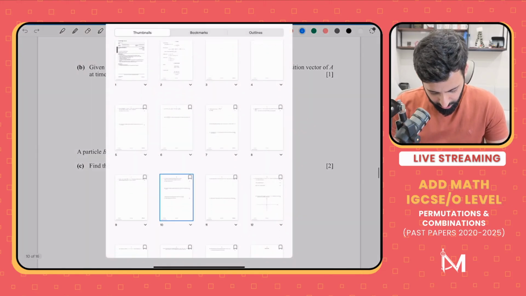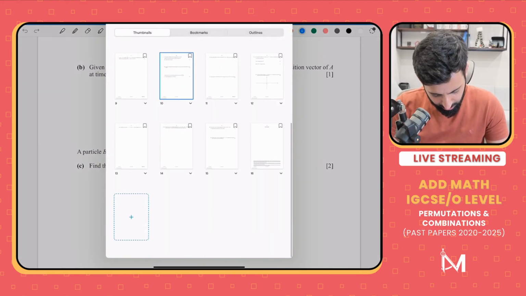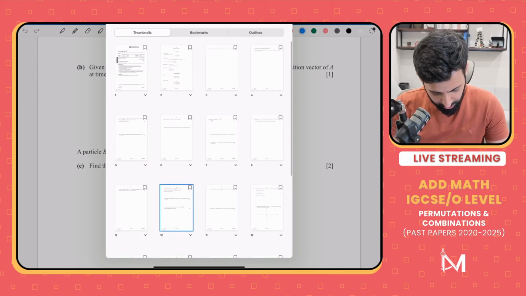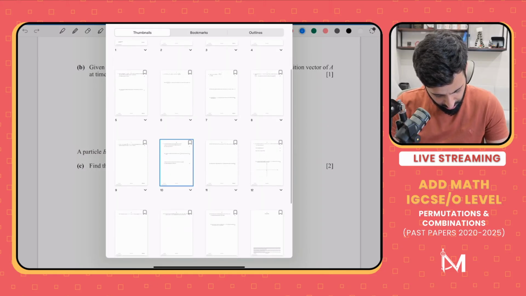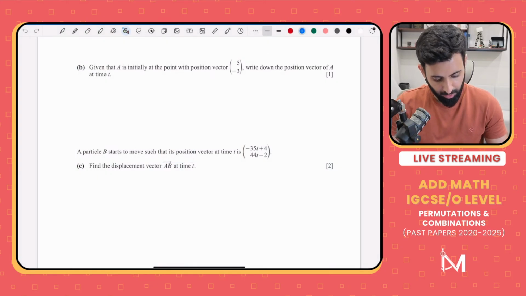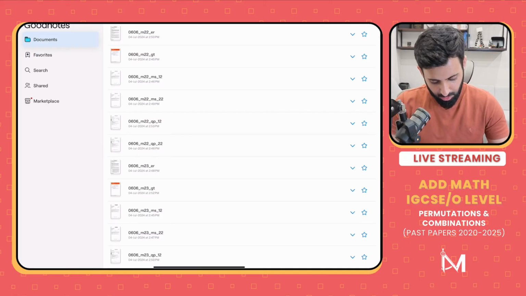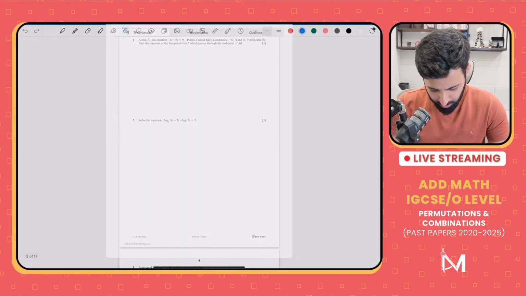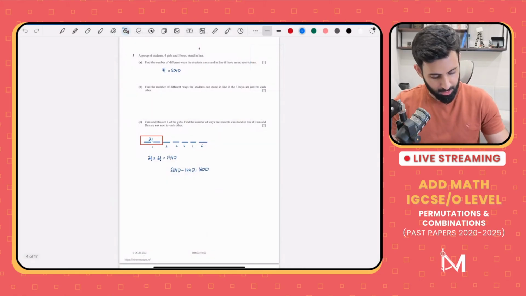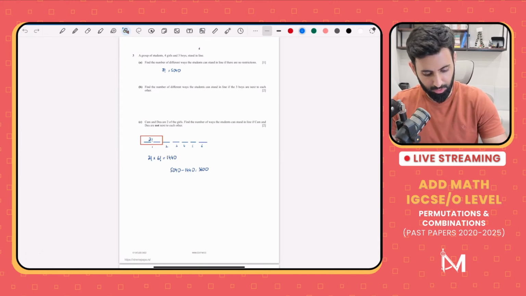Okay, now let's do March 22. Let's see if there's a permutation combination question in this variant. No, there isn't. Okay. Now let's have a look at paper 22. Paper 1 में नहीं है, तो paper 2 में तो लाजमी होगा. Here it is.